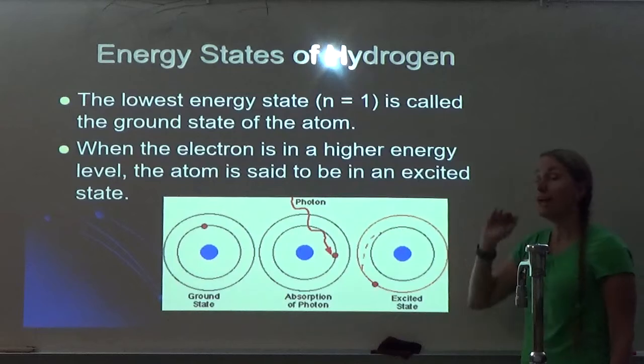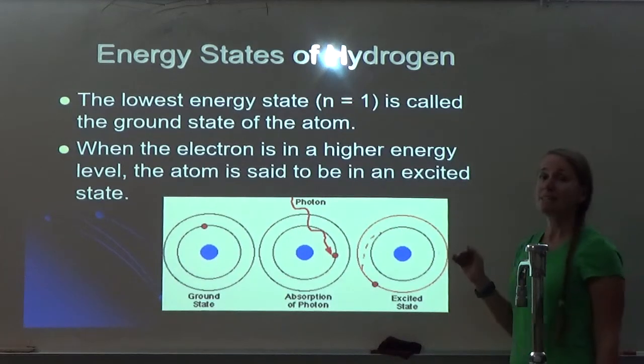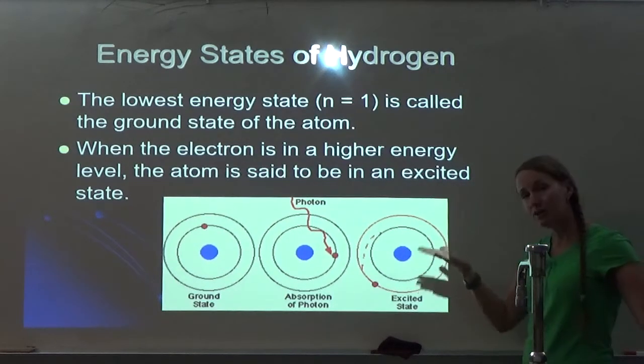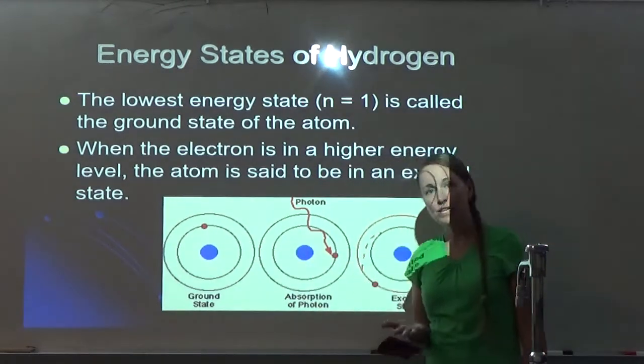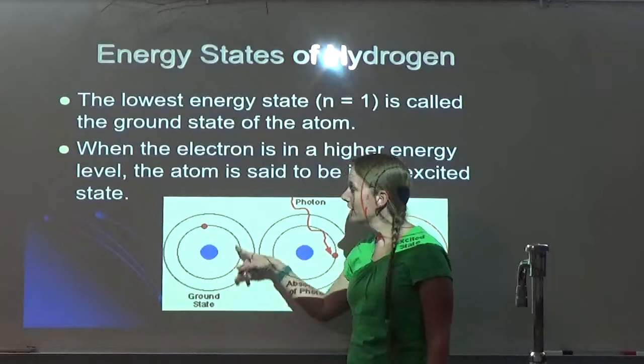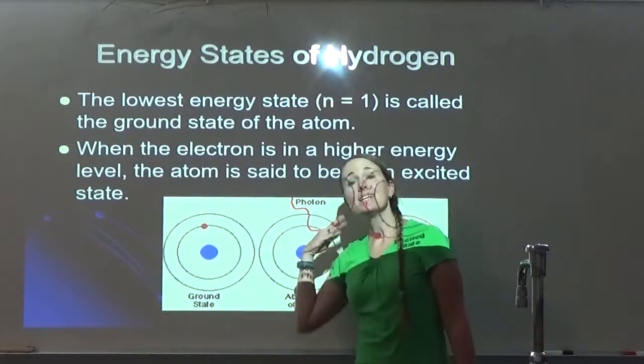Ground state for every electron is not necessarily the first energy level, but since hydrogen only has one electron, its one electron resides in the first energy level. So if it's in energy level 1, that's ground state. If it jumps up, it's excited.